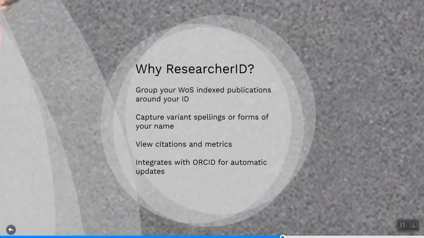Researcher ID is a great tool for grouping all your Web of Science indexed publications, particularly because it allows you to add the variant spellings or ways of writing your name that might be used in the different articles you have published. You can also see papers that cite your work and view metrics based on those citations, including an H-index. And a great feature of Researcher ID is that you can set it to integrate with ORCID, so information about new papers indexed in Web of Science will be fed into your ORCID and update your publication list there.